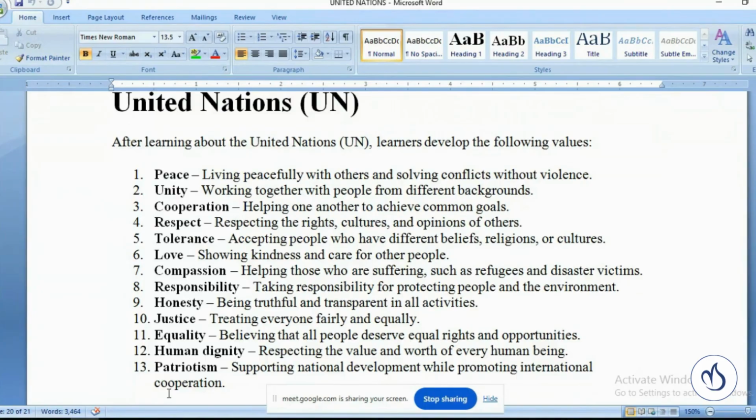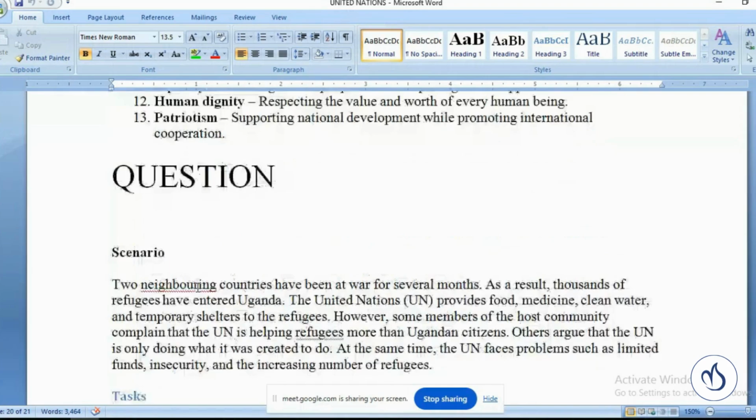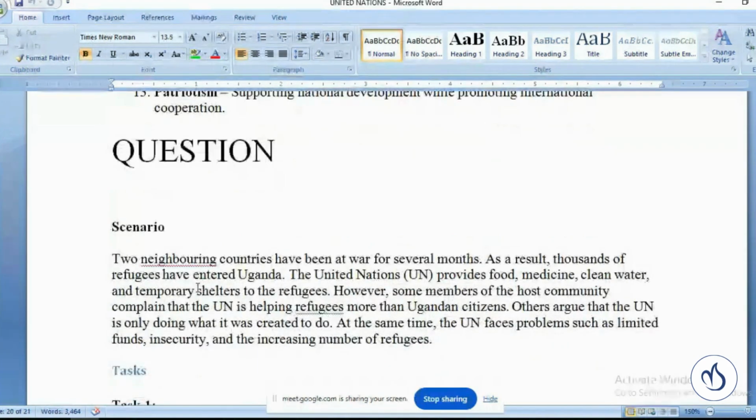I think those are the things which can be asked on the United Nations Organization. They will ask you how it promotes human rights, how it promotes peace in Uganda, the challenges faced by the UN, and we no longer ask questions in that format. I think you can see the question.